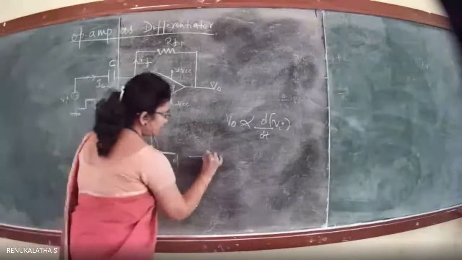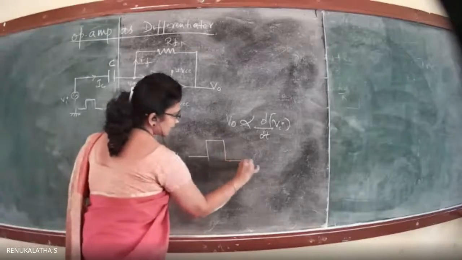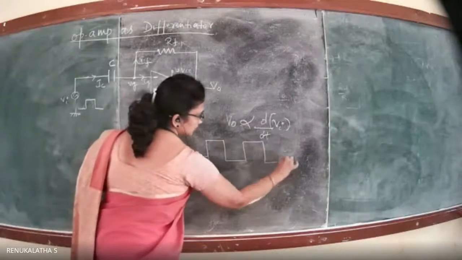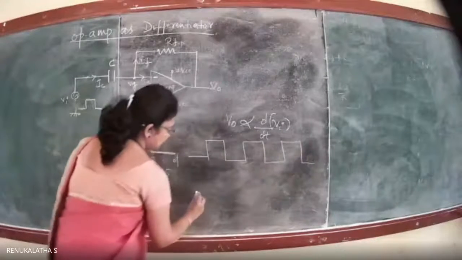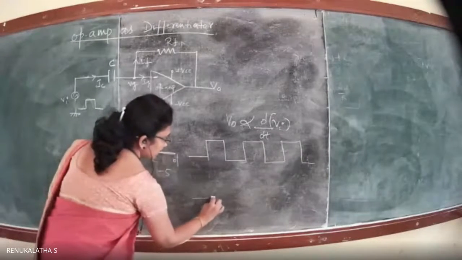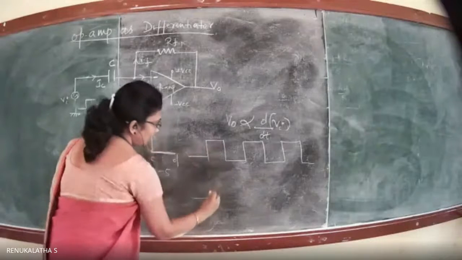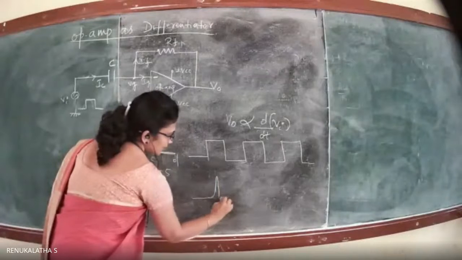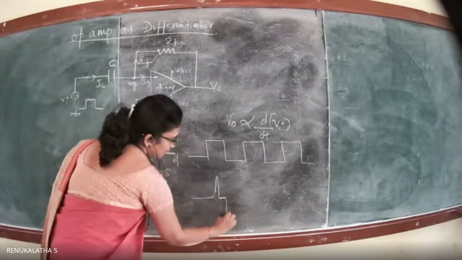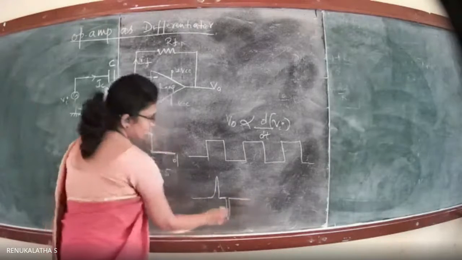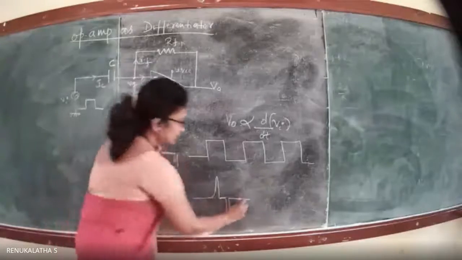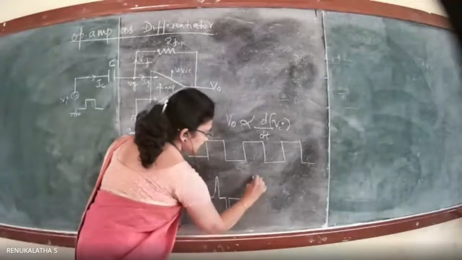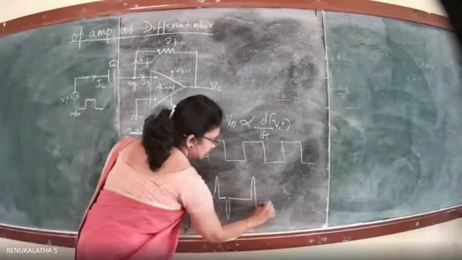That means whenever we apply a square wave like this, see here, signal is trying to increase, but suddenly it becomes 0. Signal is trying to increase at a negative level, but suddenly it becomes 0. That means you are going to get the spikes like this.